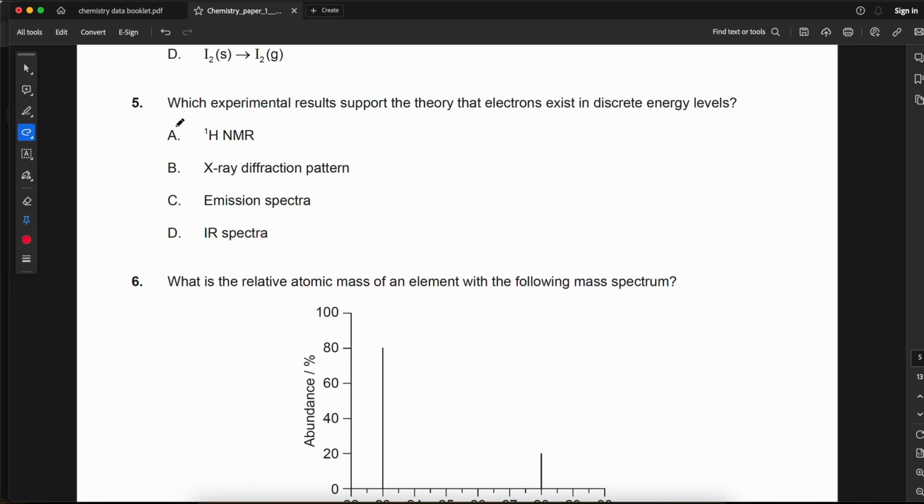Which experimental results support the theory that electrons exist in discrete energy levels? It's emission spectra. Emission spectra show discrete lines when electrons transition between energy levels, proving electrons exist in distinct energy levels within atoms.